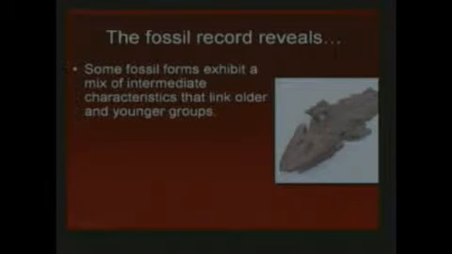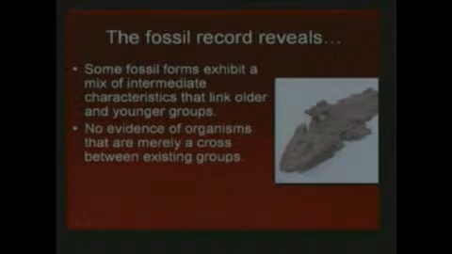So, what have we learned? Well, hopefully you can now understand why scientists do not take seriously the claim that there are no intermediate forms in the fossil record. An honest look at the fossil record consistently confirms several predictions based on evolutionary theory. First, we find that some fossil forms exhibit a mix of intermediate characteristics that link an older group of organisms to a younger group.